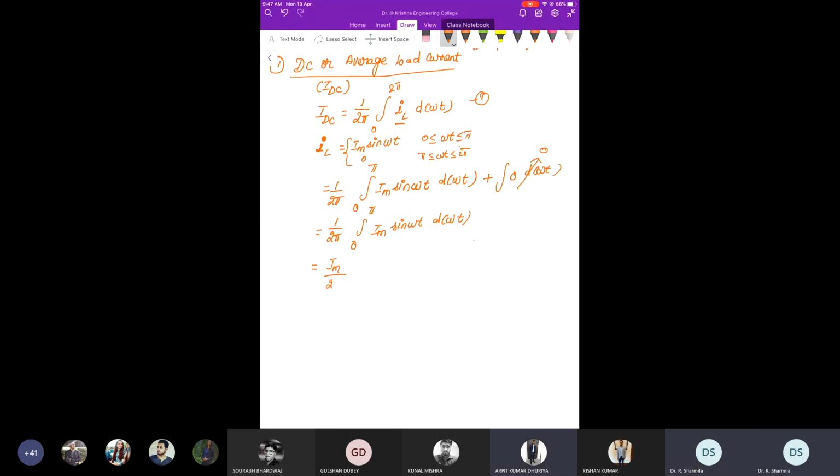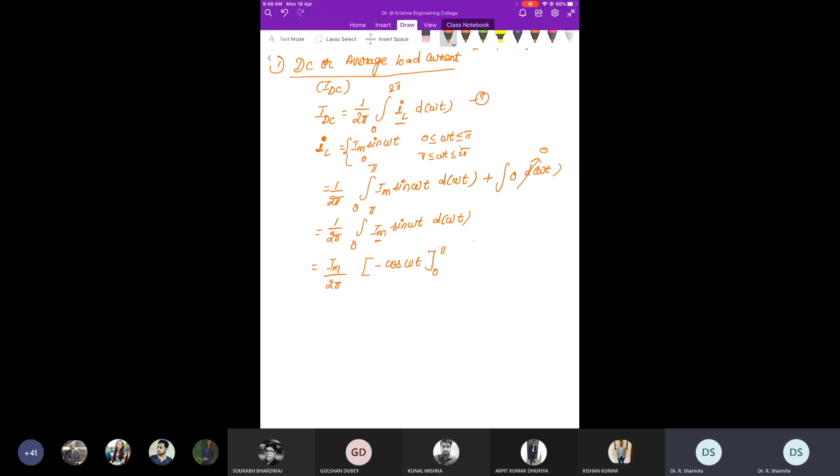Minus cos omega t by omega. Okay, so you know that the integration of sin omega t is nothing but minus cos omega t. Here Im is a constant, so I am just taking that value here. If I perform the integration, I will get the value of minus cos omega t.